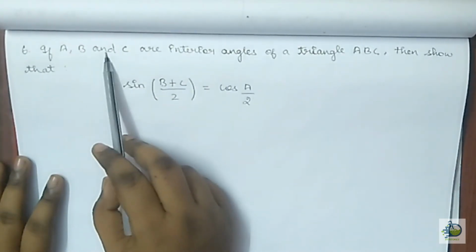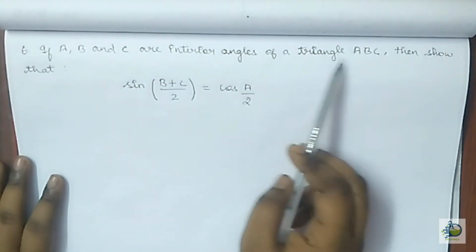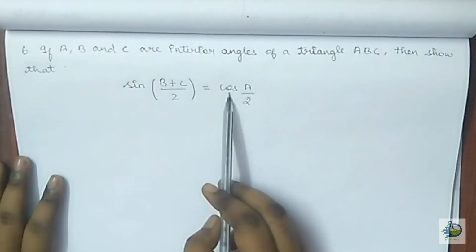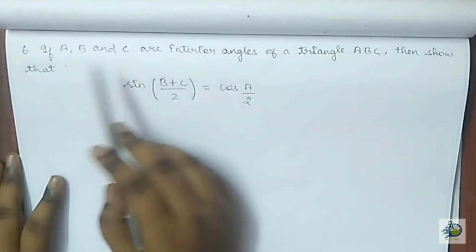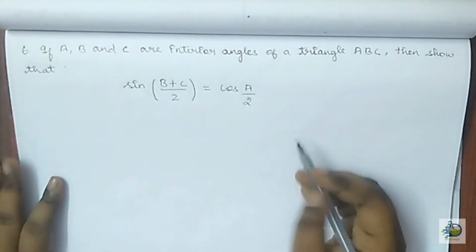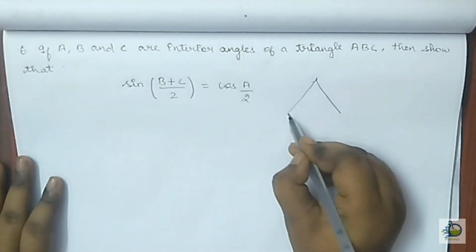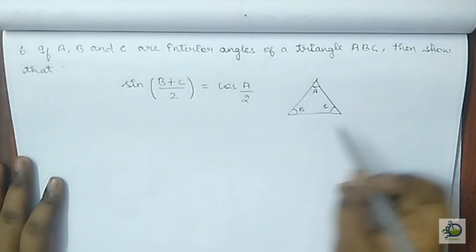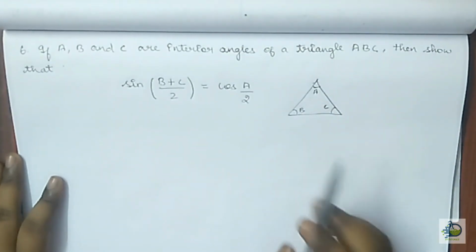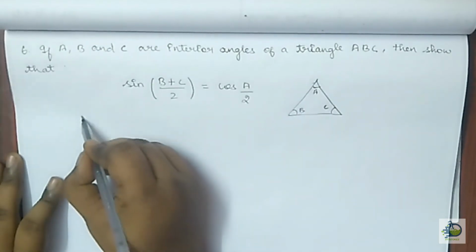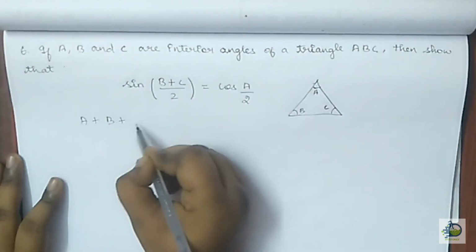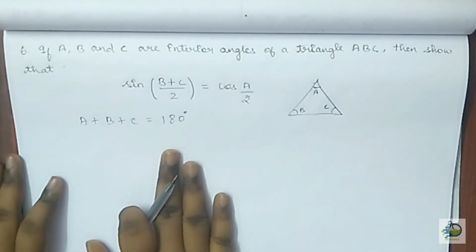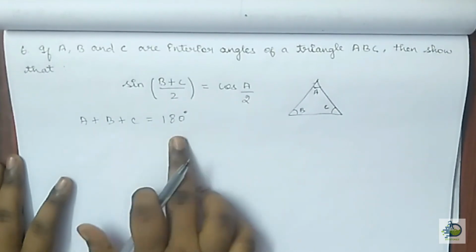If A, B and C are interior angles of a triangle ABC, then show that sin of (B plus C) by 2 is equal to cos A by 2. Okay, it is given that A, B, C are interior angles of a triangle. If a triangle is there, angle A, angle B, angle C, these are the interior angles of the triangle. We know that the sum of the interior angles of a triangle, that is A plus B plus C, is equal to 180 degrees.